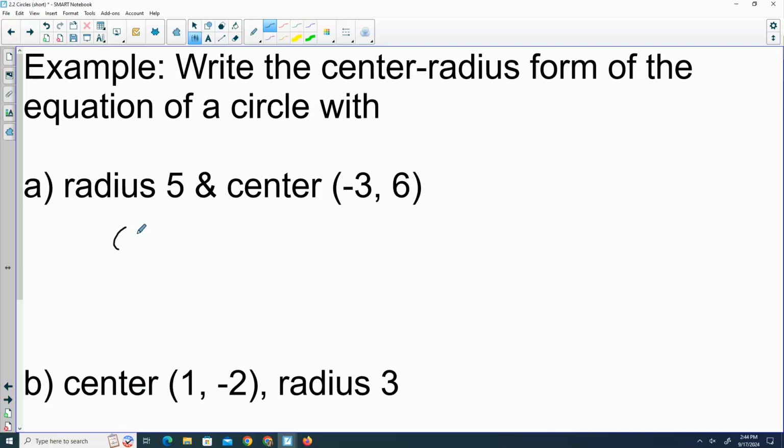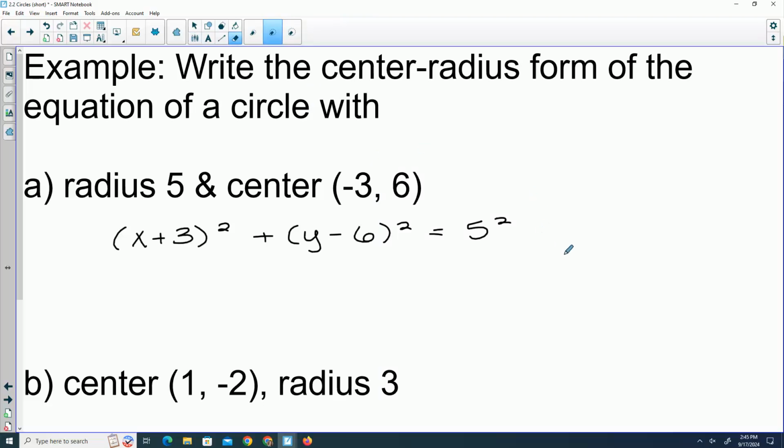So I'm looking, that's x minus, what is my h? So minus -3 would make x plus 3 squared plus y minus k. What's our k? 6 squared equals r squared, so 5 squared, or you could go ahead and make that a 25. Is anybody confused if I go ahead and write 25 right here?